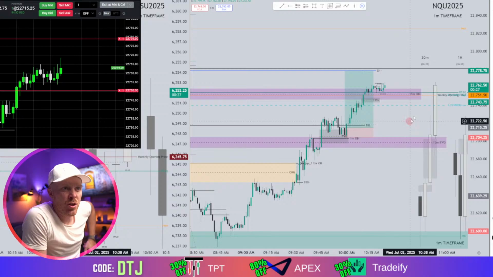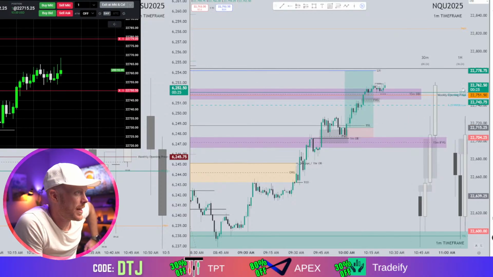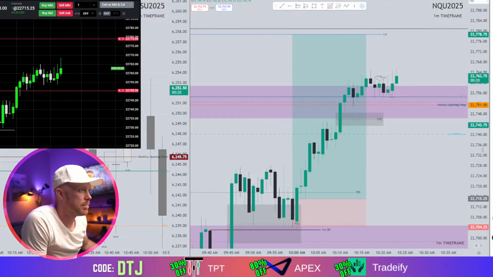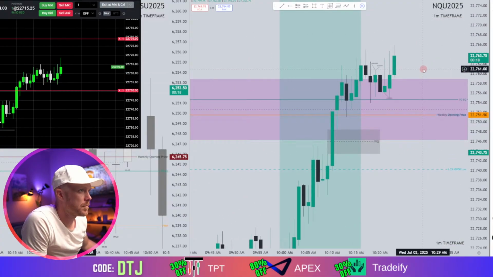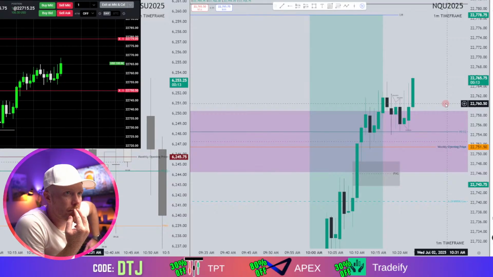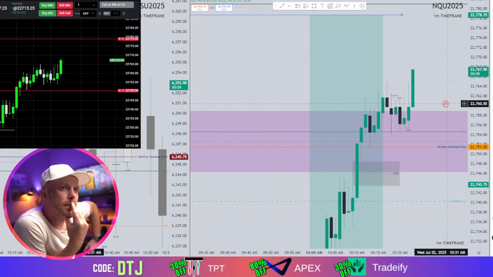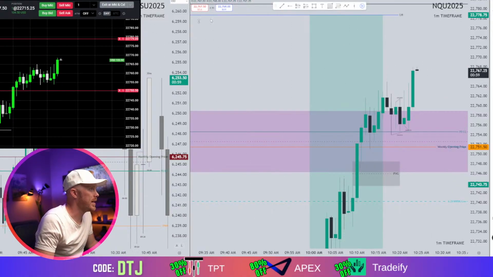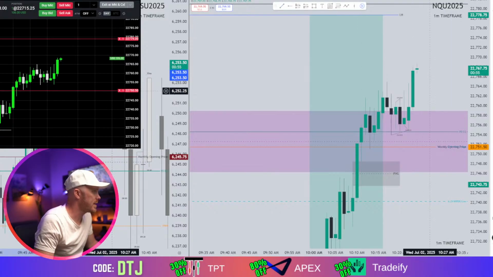I don't like those wicks right there and the close. I need to see that candle close above all of that. We're so close. Come on. ES still hasn't hit its high yet. That's great. All right, it's right at its high right now.